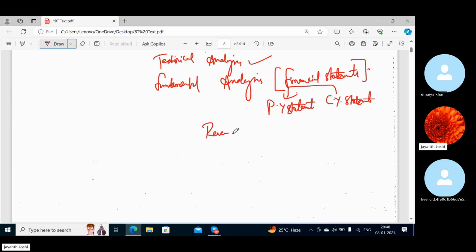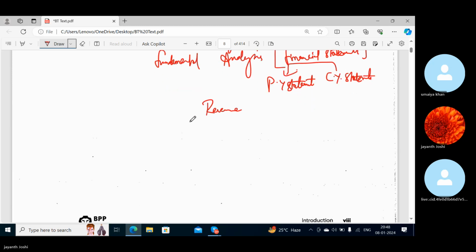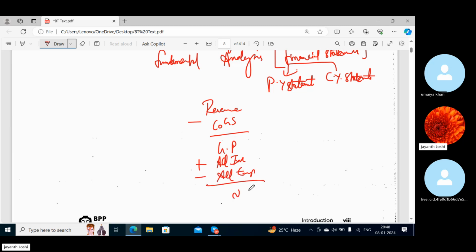format: revenue. I'm just putting a small format: revenue, less COGS, that is cost of goods sold, you get gross profit. Add all incomes, subtract all expenses, you get net profit. That's more than enough. So altogether, this net profit of the previous year was this, and the current year profits are 16,000 rupees.